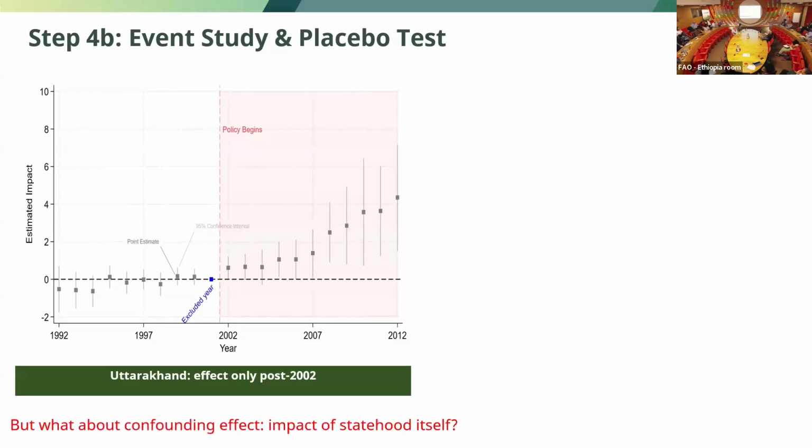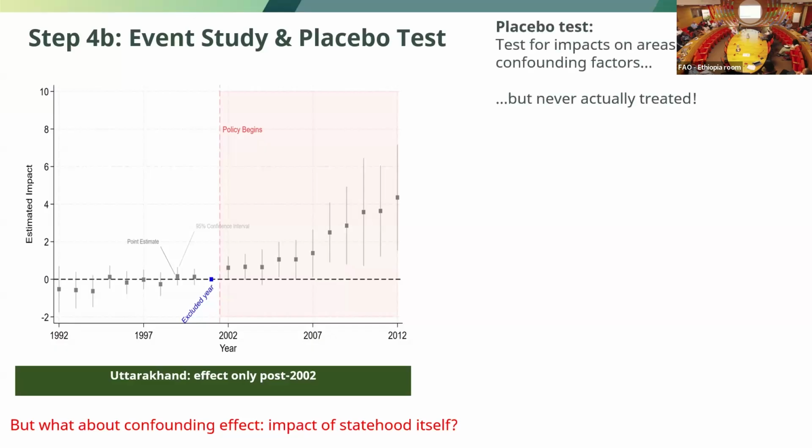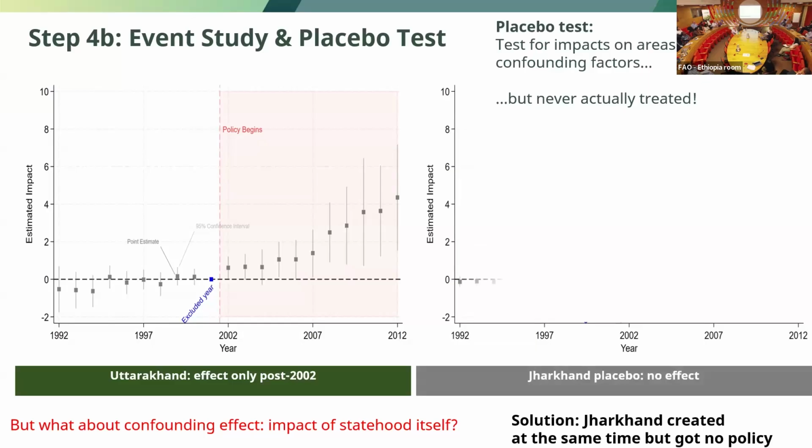Now, the question is, what about a confounding effect from the formation of the new state itself, right? That's the big thing you might worry about in this case. That would violate parallel trends after the treatment. And so the placebo test we can use here is to look at a state that was created at the same time, right? So there were 3 states in India created at the same time, but only this one, Uttarakhand, got this treatment. This one, Jharkhand, was created but did not get the policy. And so if we run exactly the same design on that state, you can see there's essentially no impact, right? So this is the kind of placebo test that can be useful in supporting the parallel trends assumption.